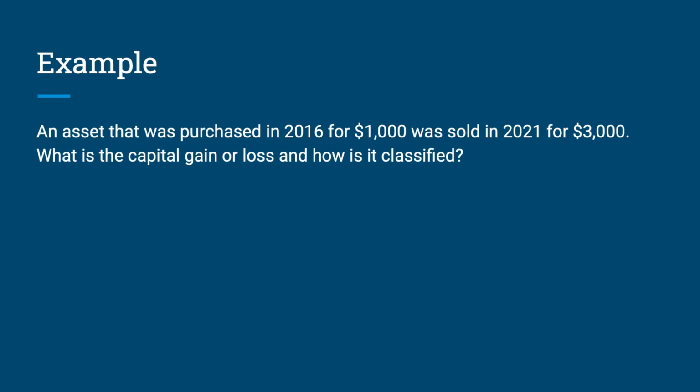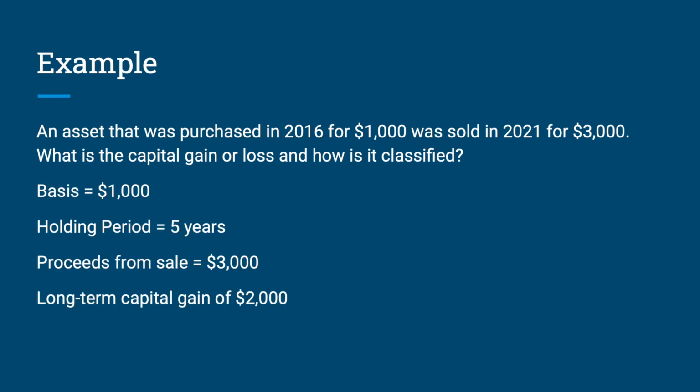And so for example here, we're going to take a look at an asset that was purchased in 2016 for $1,000 and it was sold in 2021 for $3,000. And so the question is, what is the capital gain or loss and how would we classify it? Going through some of the steps here, our basis in the asset would be $1,000, because that is the price that we paid for it. Our holding period would probably be about 5 years. We don't really know in this example when it was bought within the year, but we'll just say 5 years for simplicity's sake. And our proceeds from the sale were $3,000 because that's how much we received for selling it.